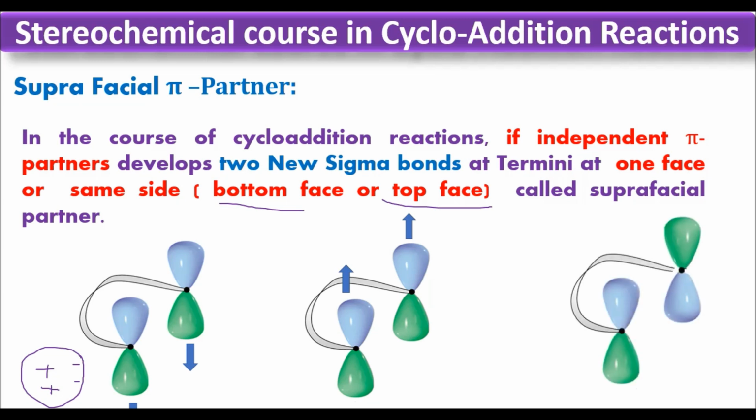You see this example. So here, what is this color? Green color, and this is blue color. So green color lobe, blue color lobe, both are involved in sigma bond formation, but these are forming the sigma bonds at bottom side. That means the sigma bonds are formed at the same side, that may be bottom side or top side. Then that is called suprafacial cycloaddition.